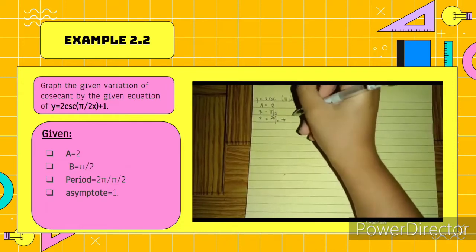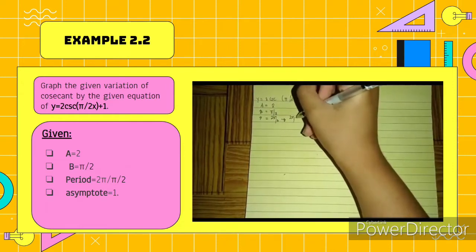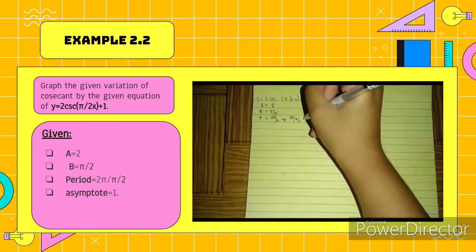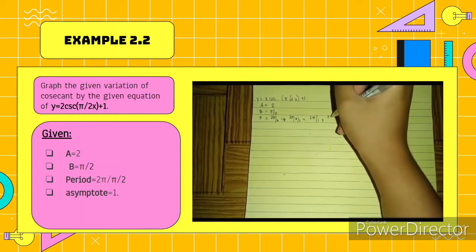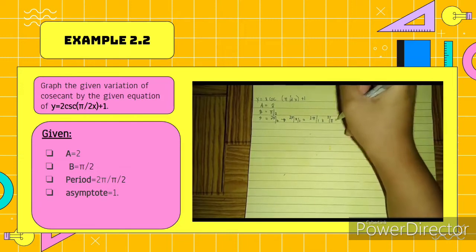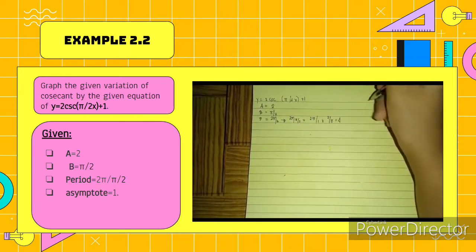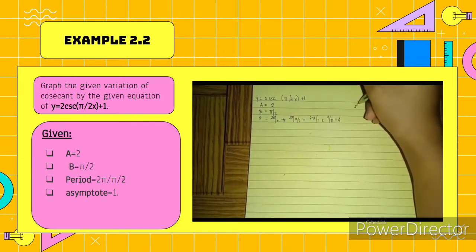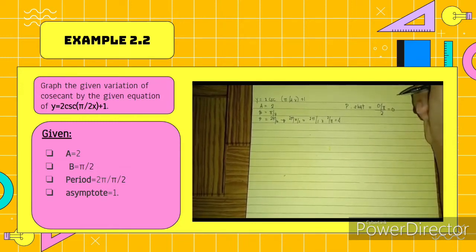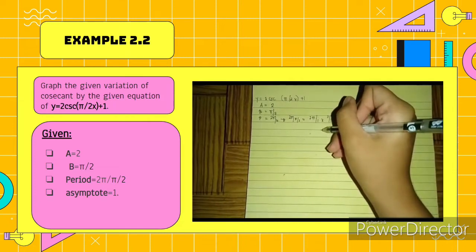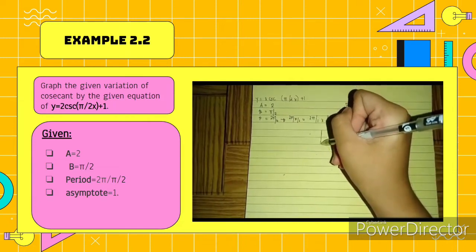b is equal to pi over 2. The period is equal to 2 pi over b, which is 2 pi over pi half. Now to completely get the period, we have 2 pi over 1 times 2 over pi, which is equal to 4. Now we have here our phase shift, which is 0 over pi divided by 2, equal to 0. Now let's construct our graph.